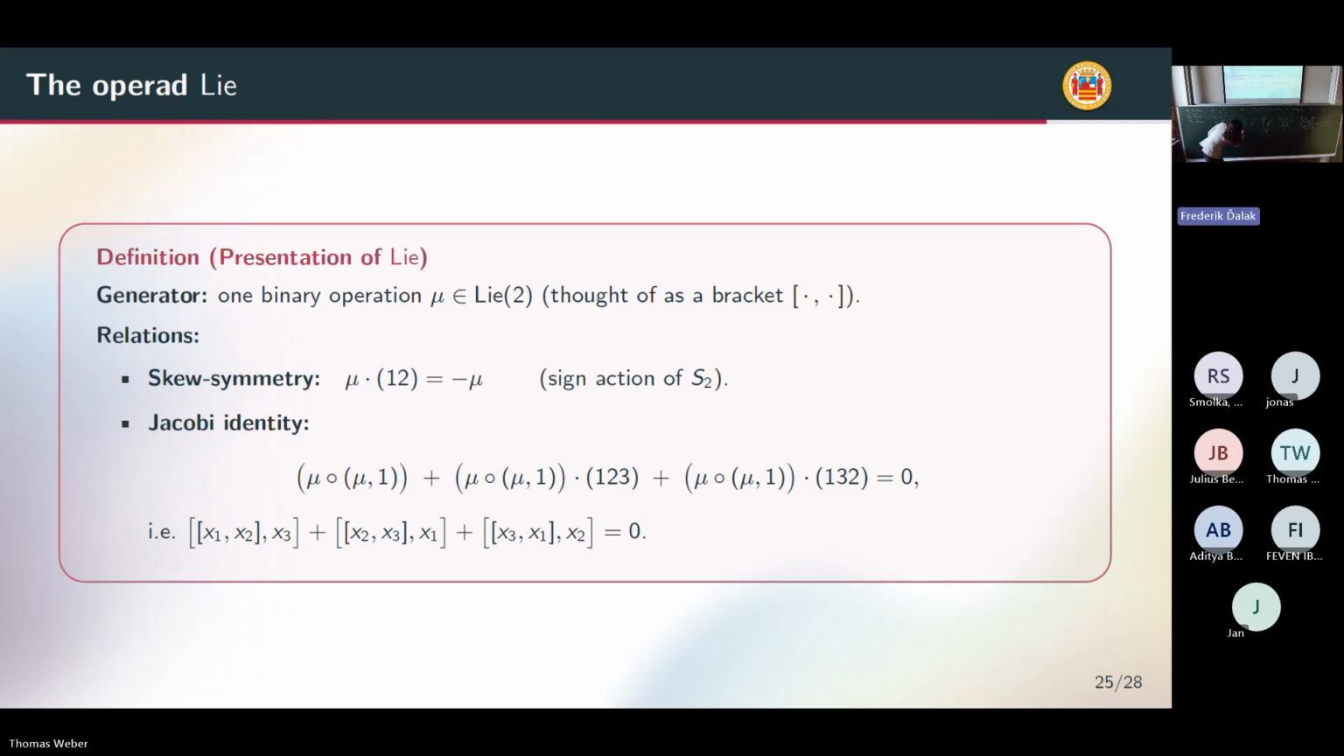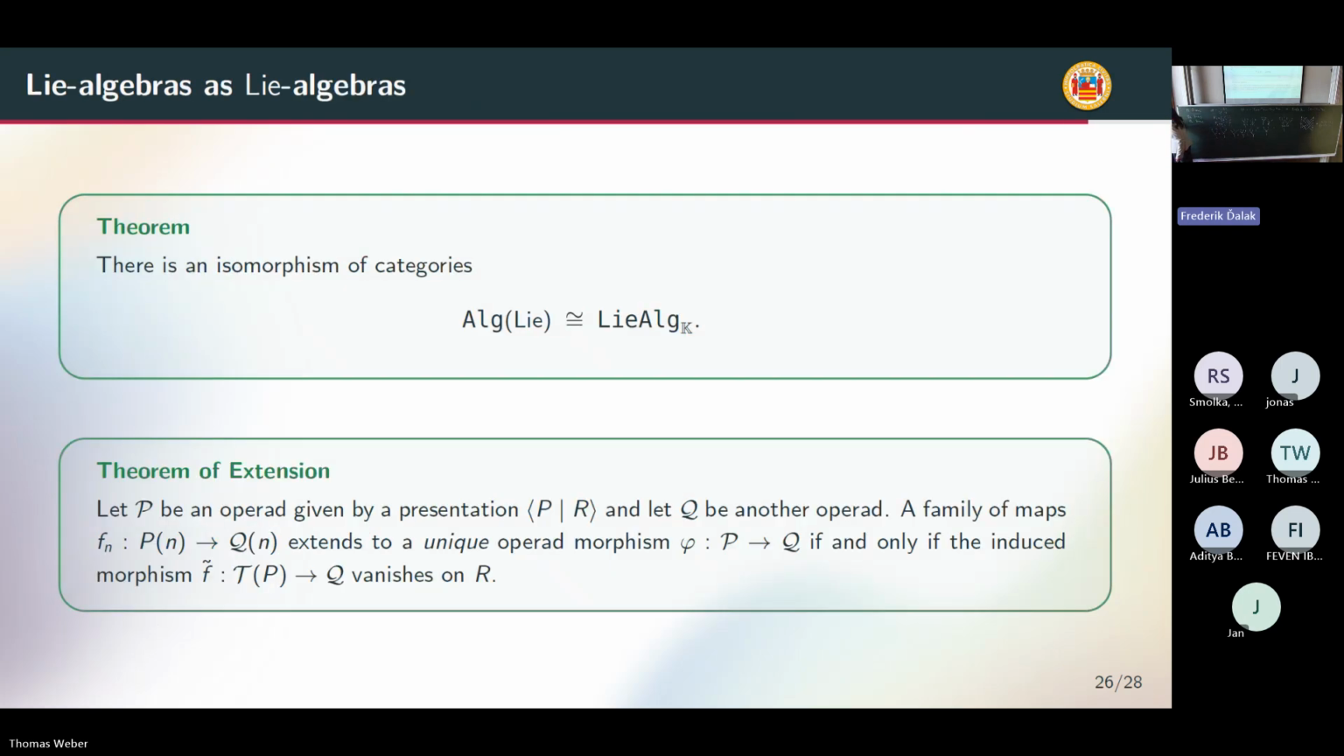2, 3, 1, plus 3, 1, 2, and then equal to 0 if you want, but in the quotient it is 0. It is very easy, and again, it's the same theorem, so an isomorphism of categories. The category of algebras over Lie will be obviously isomorphic to the category of Lie algebras, and the proof is the same for us.